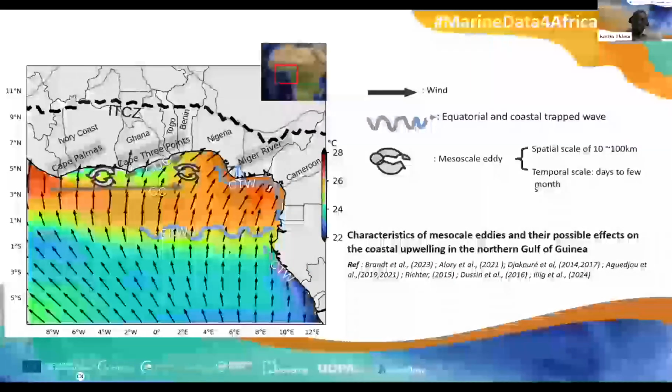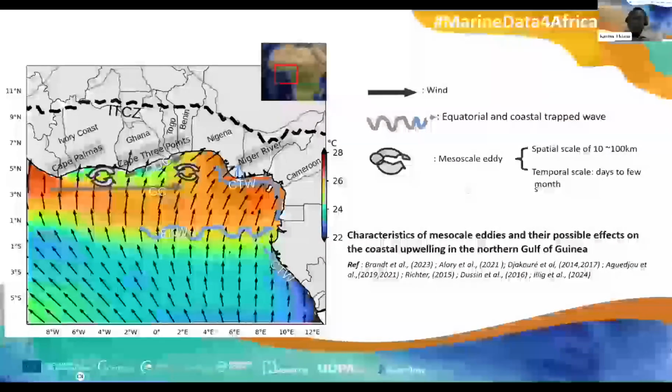So knowing the condition of the ocean is very important for this region, and the processes leading to the setting of this pattern. Among these processes, we can have mesoscale processes. When I talk about mesoscale, I'm referring to equatorial and coastal trapped waves, and also processes from mesoscale eddies. And we are going to focus on this last one.